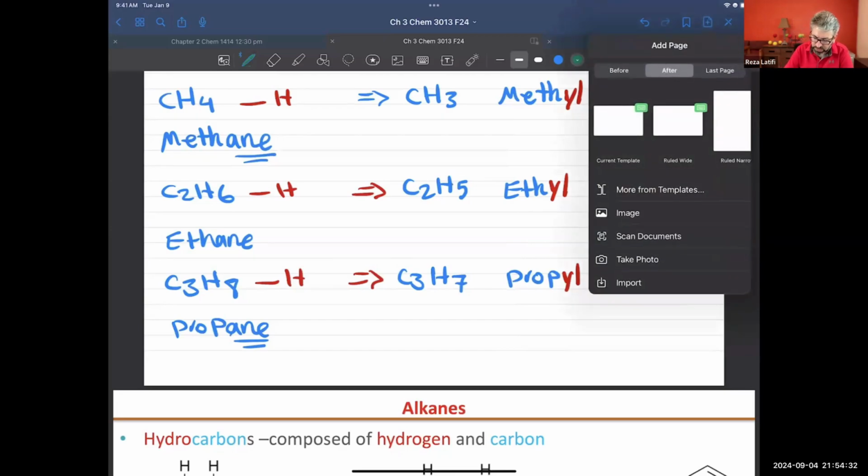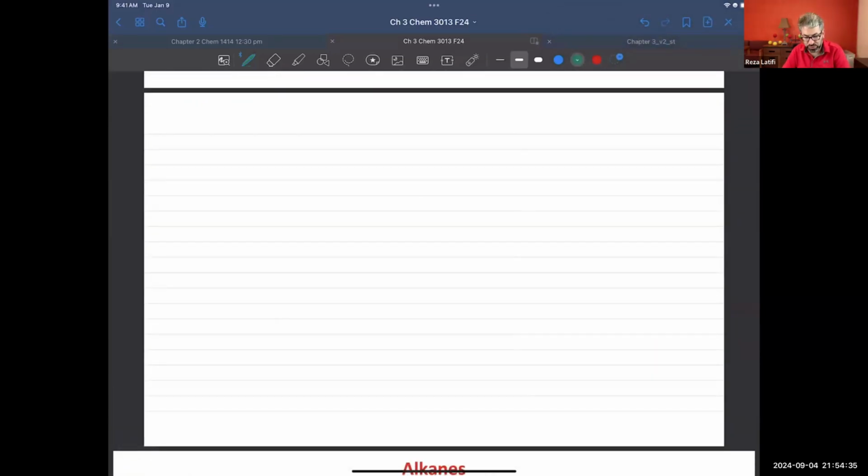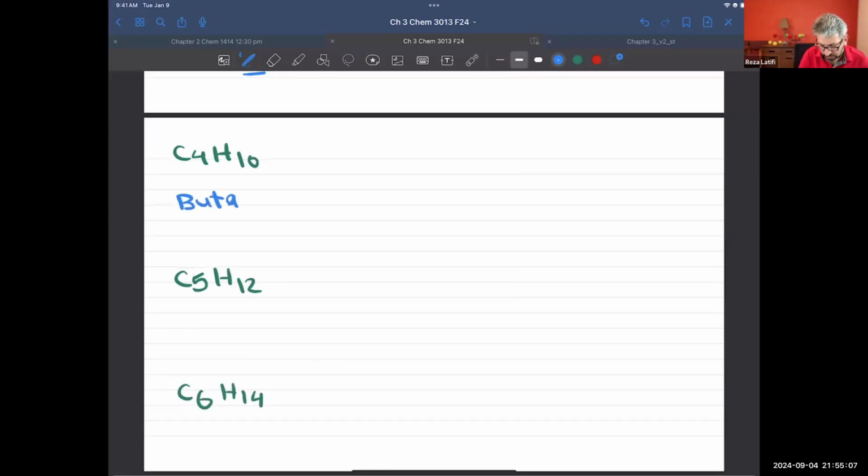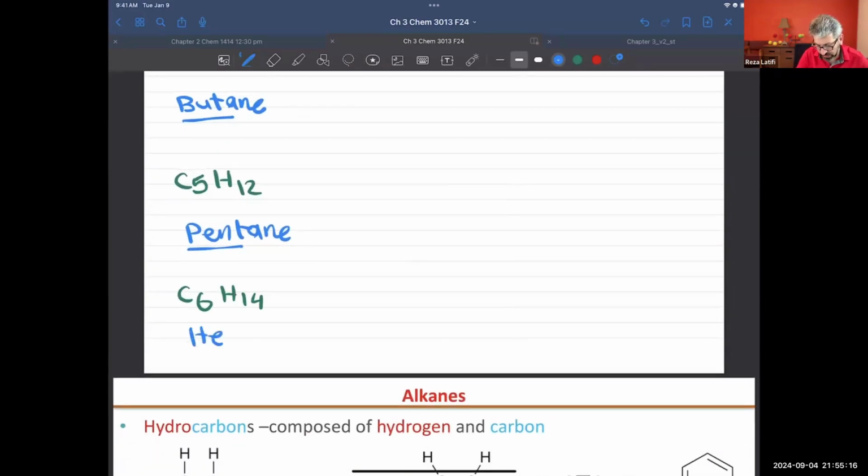You can repeat this for 4, 5, or 6 carbons. C4H10, C5H12, and C6H14. The first compound is butane. This one will be pentane, so we have 5. And here it will be hexane.